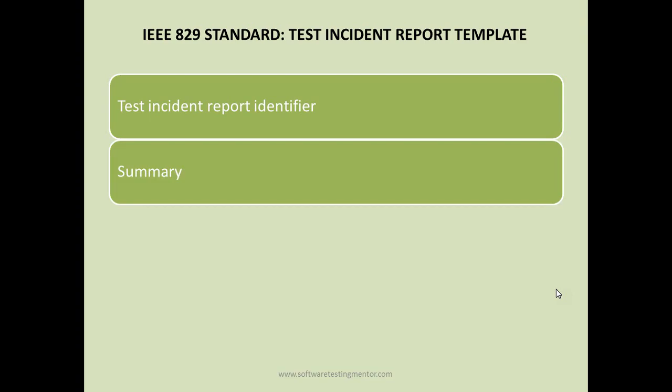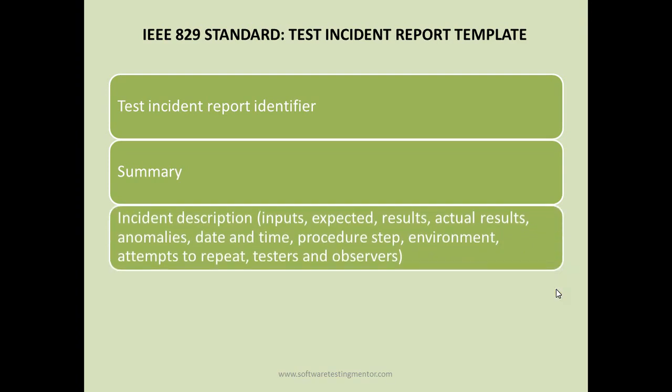Then the summary of the incident is very important. Then the incident description: what were the inputs, what were the expected results, the actual results, any anomalies, the date and time when it was found, and what were the procedure steps. This is the same as steps to reproduce. Then the environment in which you detected the defect.